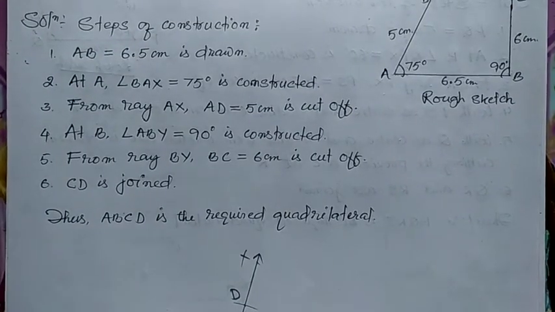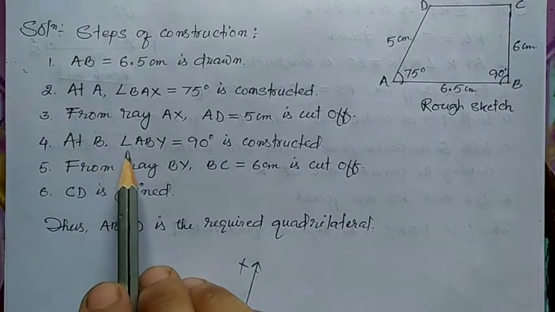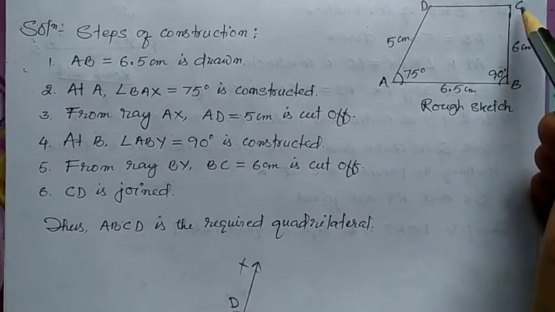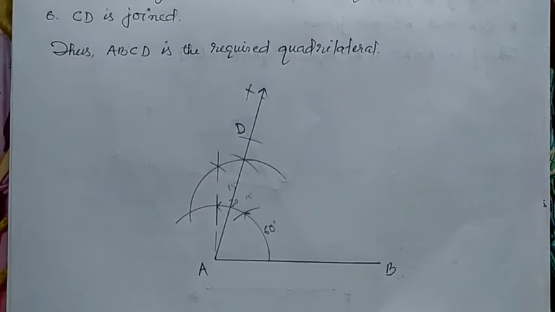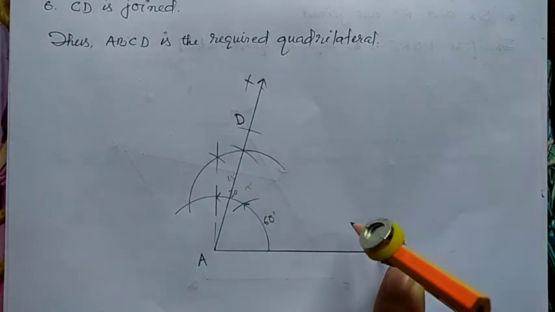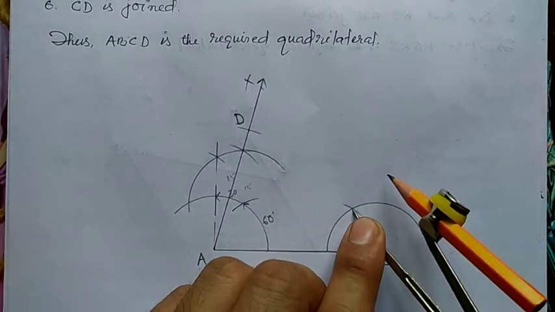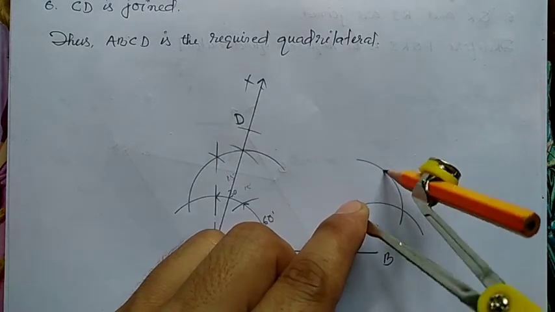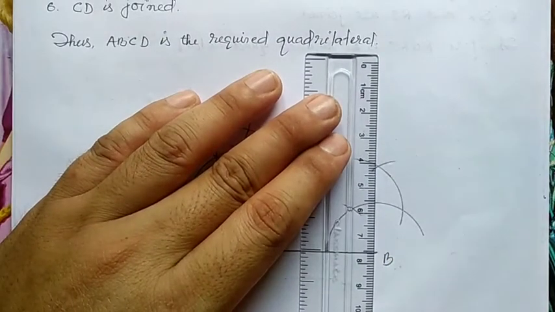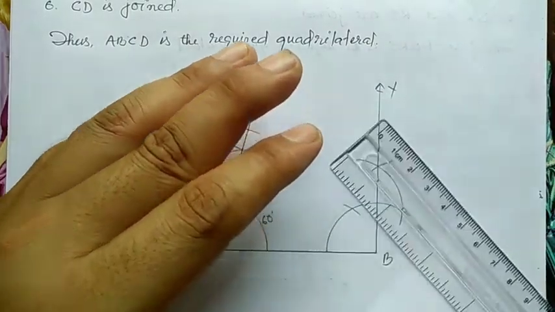The next is to construct this 90 degree. After the 90, we will cut for BC, which is 6 centimeter. At B, angle ABY equal to 90 degree is constructed. Now at B, the name of this angle is ABY, since we don't have C. You already learned how to construct 90 degree, so we will construct 90 degree at B. Taking B as center, we draw a long arc. Taking this center, we cut the second arc at one point. Again we continue drawing arcs. I'm not going to explain every step because you already learned it in the last class. This ray is BY, and this is 90 degree.